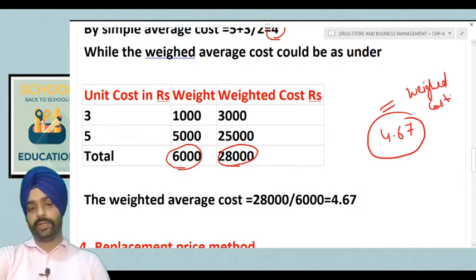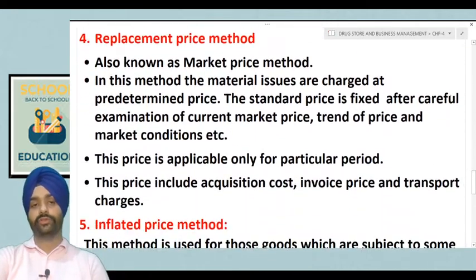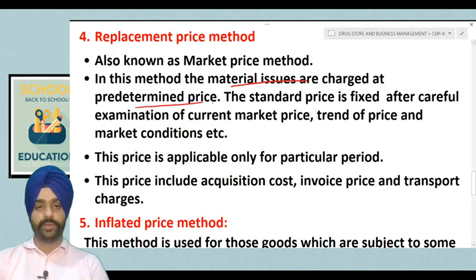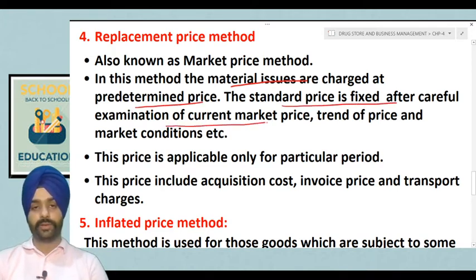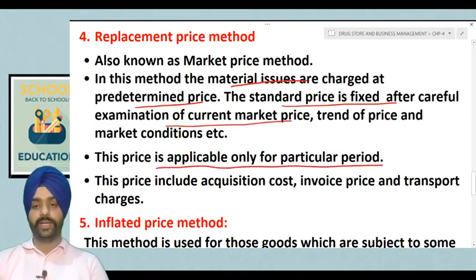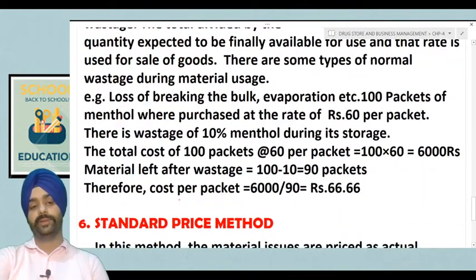The next is the replacement price method, also known as the market price method. In this method, the material issues are charged at a predetermined price. The standard price is fixed after careful examination of the current market price and the trend. This price is applicable only for a particular period and it changes with the market price. This price includes acquisition cost, invoice price and transport charges. Next comes the inflated price method.